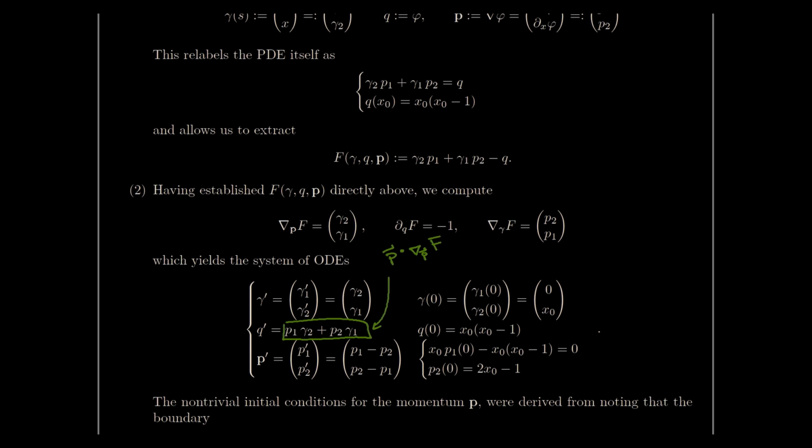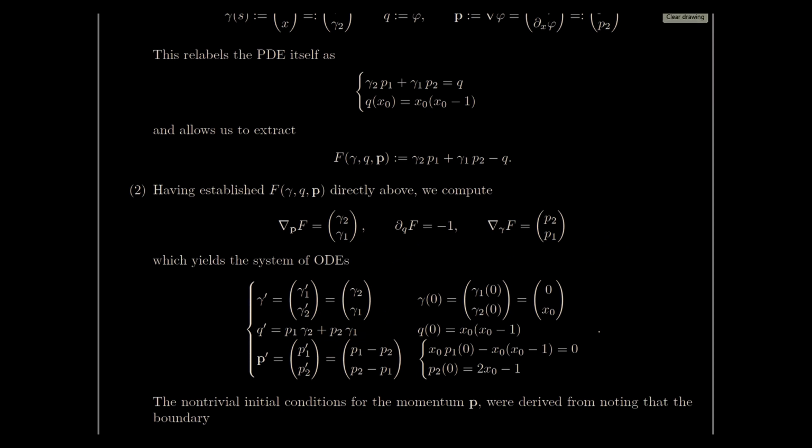Well, I just calculated the gradient in p of f. That was gamma 2, gamma 1. If I dot product that against p1, p2, what does the dot product give me? It gives me p1 gamma 2 plus p2 gamma 1. So there we go, p1 gamma 2 plus p2 gamma 1.